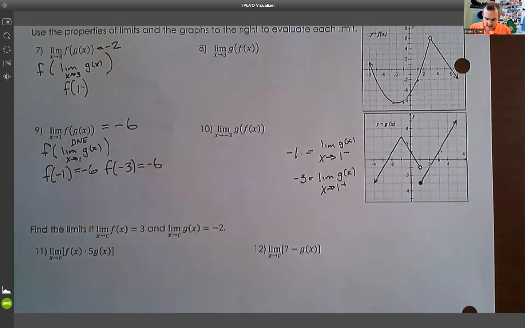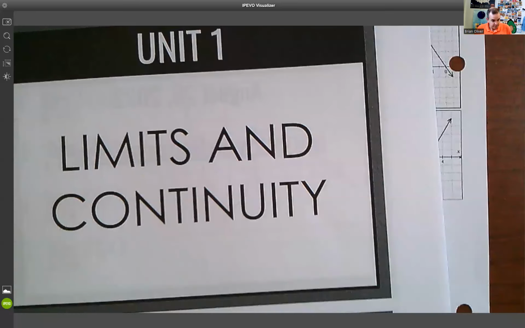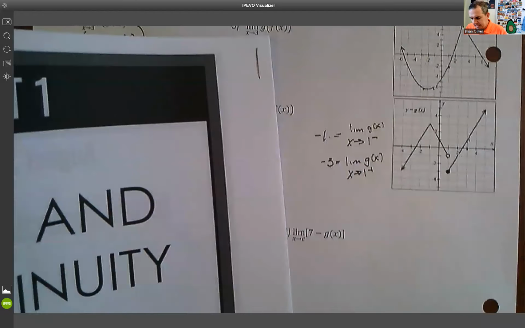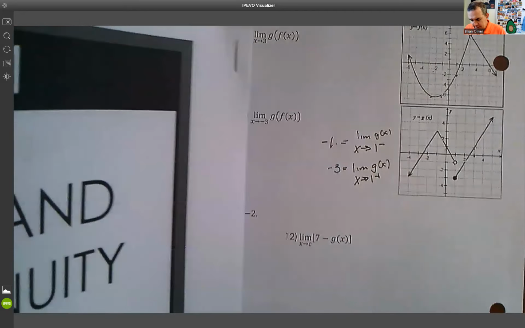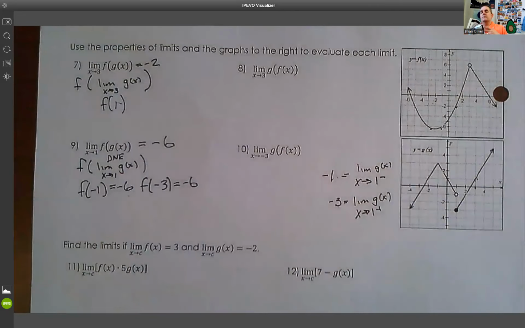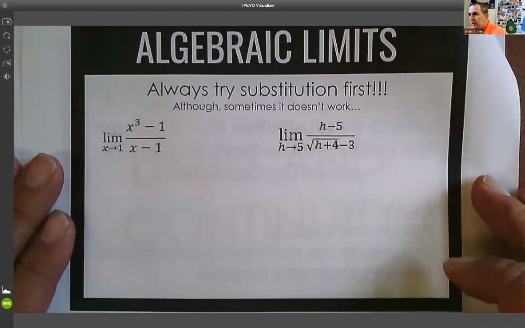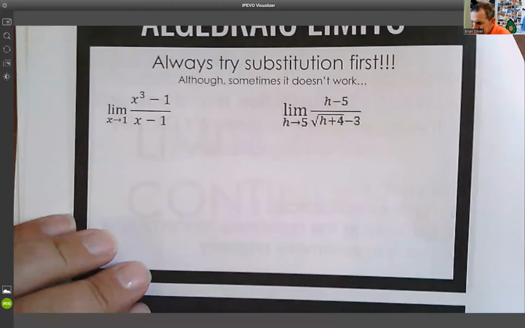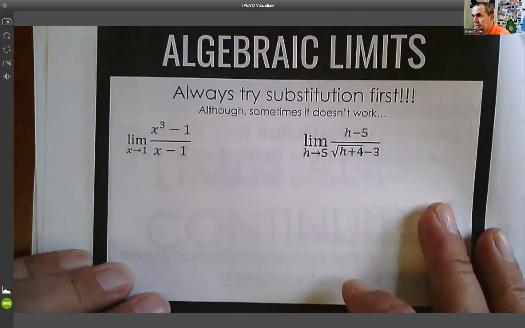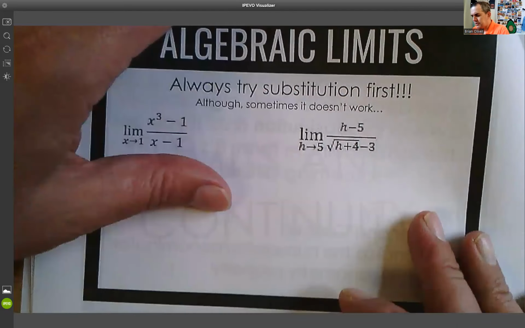The only other thing I want to talk to you about is the other part we did, which is our analytical functions. I'm going to use the notes we used in class so that you see what we were doing. What we did today, other than that, was we talked about algebraic limits. Your goal is to always try substitution first. Always, always, always try substitution first.